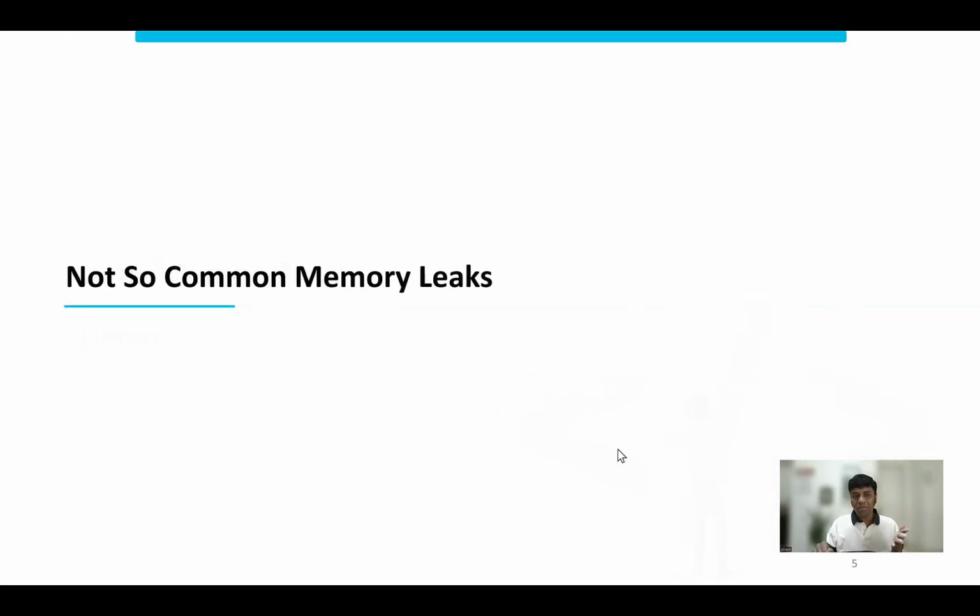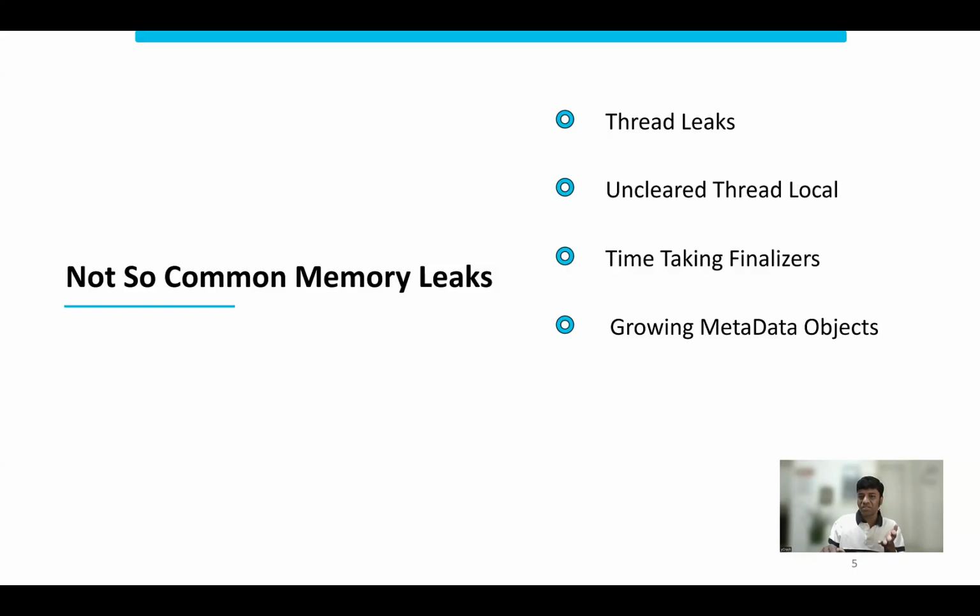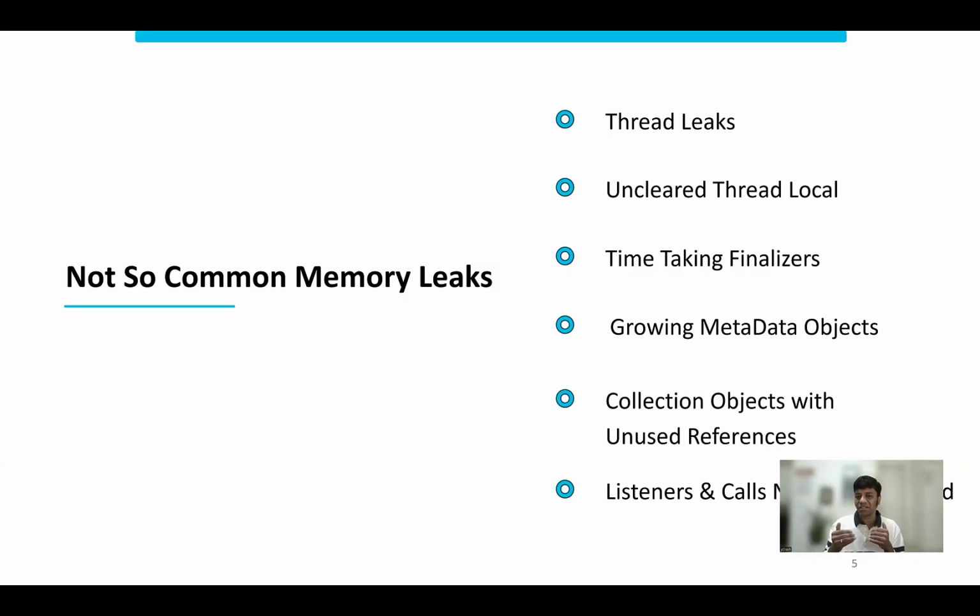When we say this is the most common pattern, it also means there are not-so-common patterns. What we saw was the most common pattern, but there are also other patterns which are not very common. Like, threads can leak. That is, in your application, you may start creating more threads without terminating them. If threads start to build up in memory, then also you will get this out of memory error. Similarly, unclosed thread locals, time-taking finalizers, growing metadata objects, these are possible reasons where you will get a memory leak. So these are not very common.